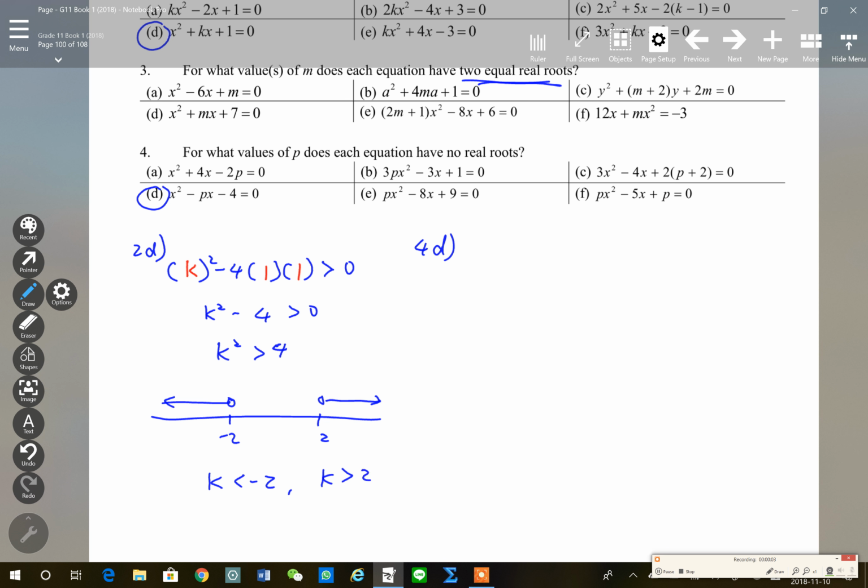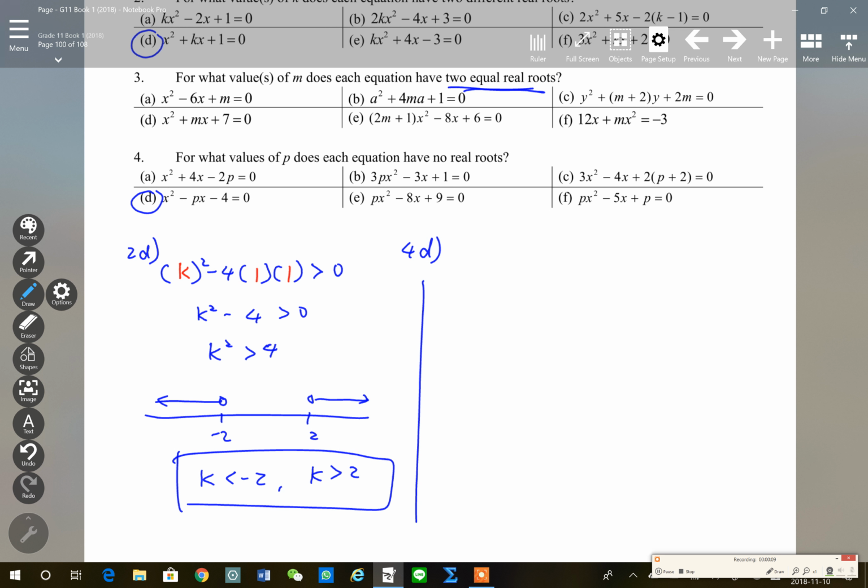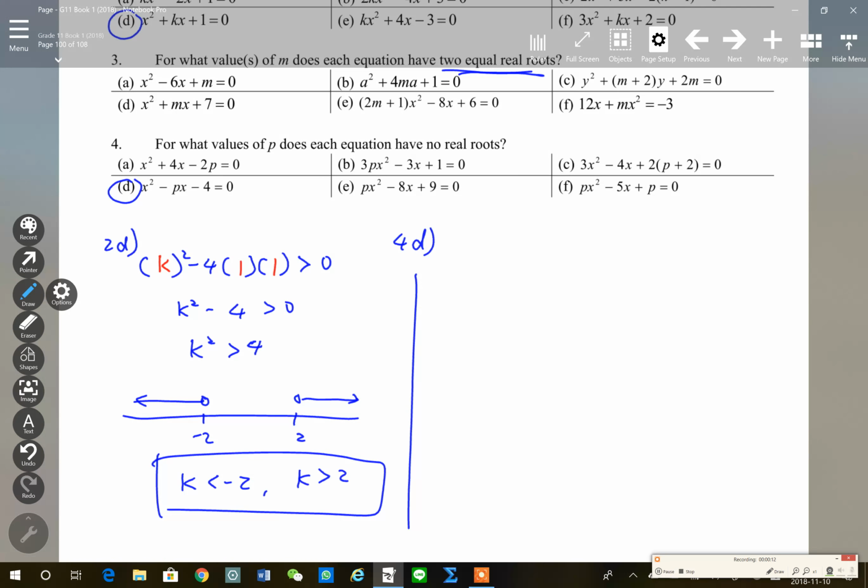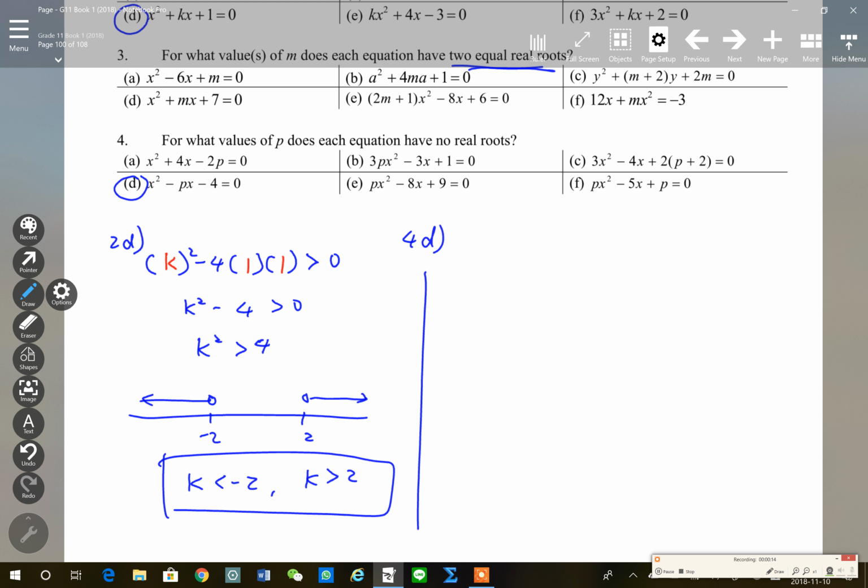Greater than 2. Okay? That's it. Is it the same? Okay, 4D. 4D, we want no real roots.